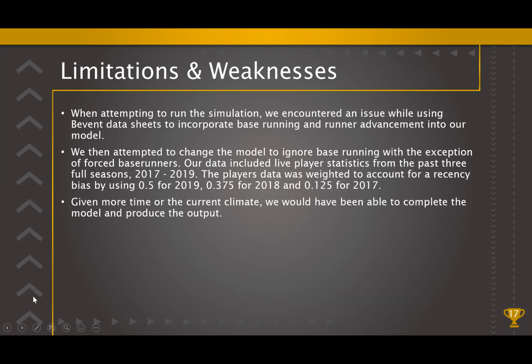Similarly to the Markov model, we then proceeded to adjust and remove base running from the model and change the assumptions to include a recency bias and a weighted average for the past 3 years from 2019 to 2017. For 2019, we used a weight of 1/2. For 2018, we used 0.375, and for 2017, we used 0.125.